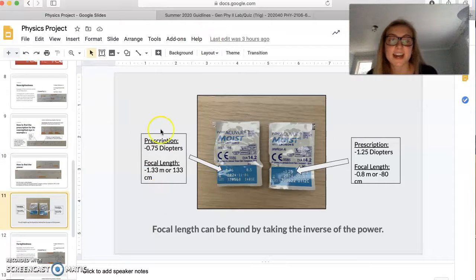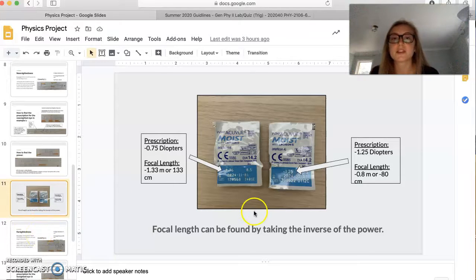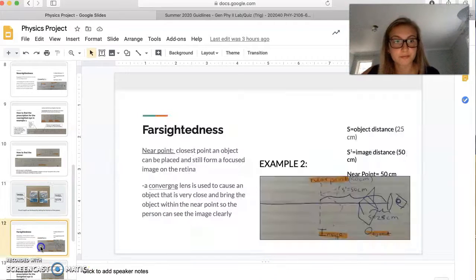So back to the contacts. Here I added the focal length. I figured out the focal length by taking the inverse. And my little brother, he in his left eye can see anything 133 centimeters in front of him, but anything further he has blurry vision. And then in his right eye it's 80 centimeters. And the negative is just there to show that the image is in front of the eye.